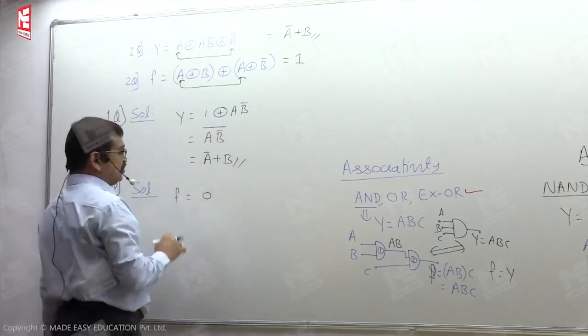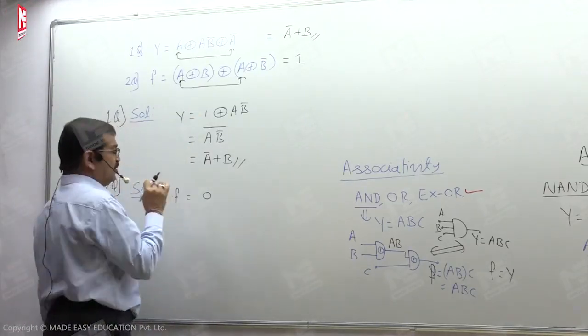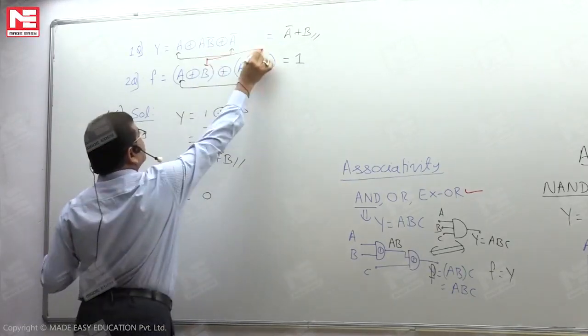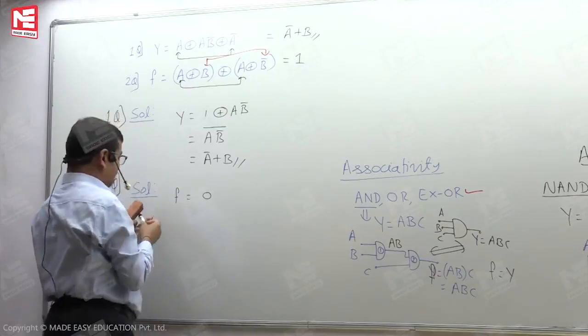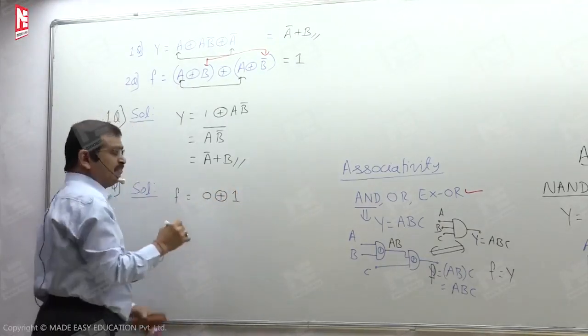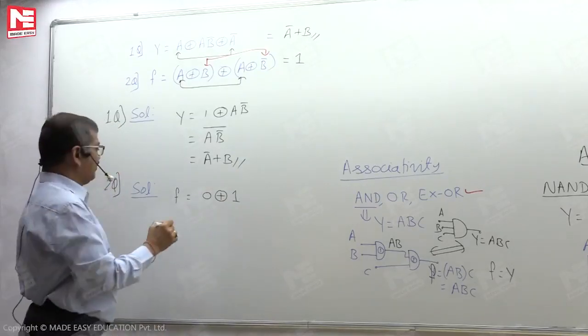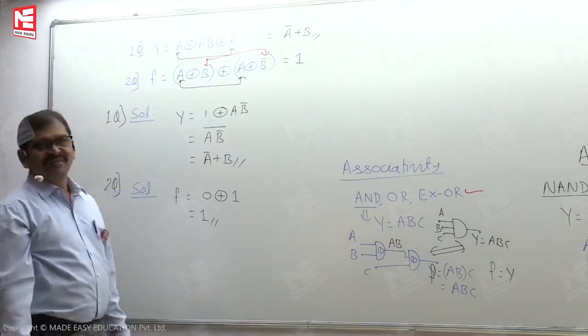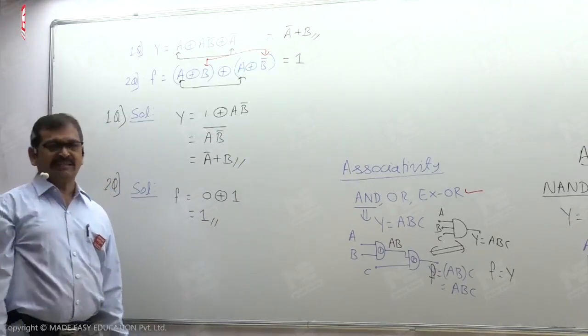A exclusive OR A is 0. Whenever A and B are connected to the same variable, it is 0. And B exclusive OR B bar, that is 1. So effectively, it is 0 exclusive OR with 1, which will be 1. Such a type of practice is expected.